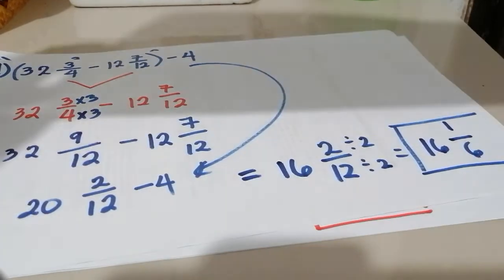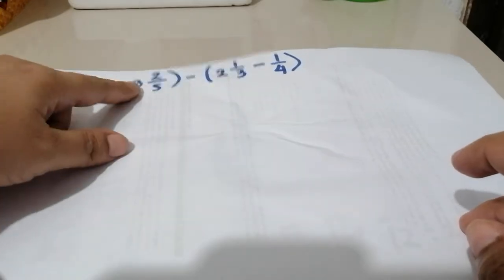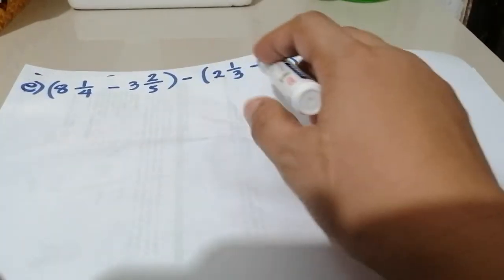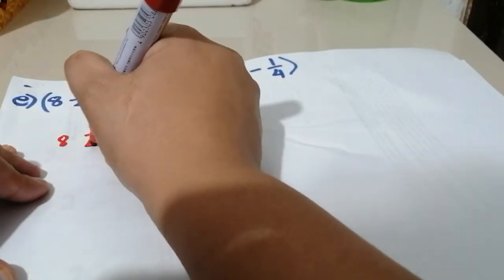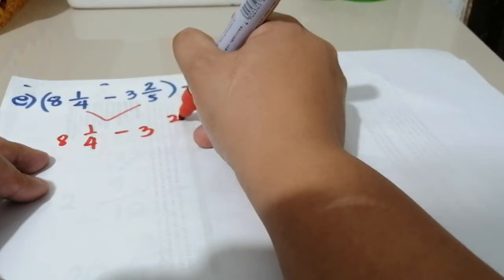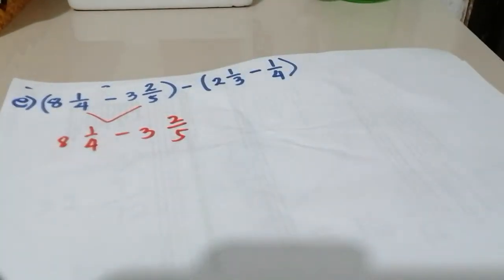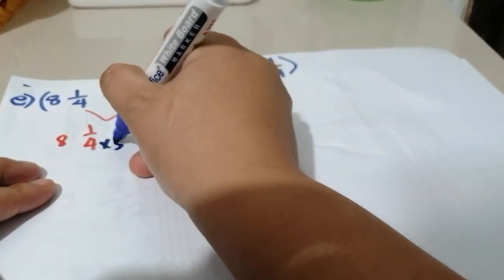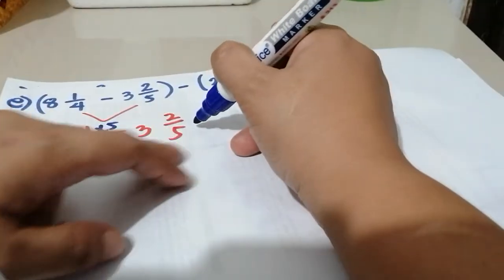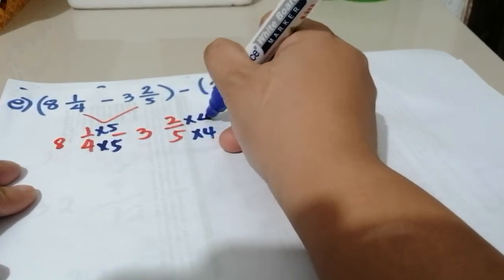And the last will be 8 and 1/4 minus 3 and 2/5 minus 2 and 1/3 minus 1 and 1/4. So, ang gagawin natin dito, again, we have to do the ones inside the parenthesis. And first, of course, we need to make the denominator the same because they are not similar fractions, by, again, interchanging the denominators. So, times 5 here and times 5. And then this one will be times 4, times 4.